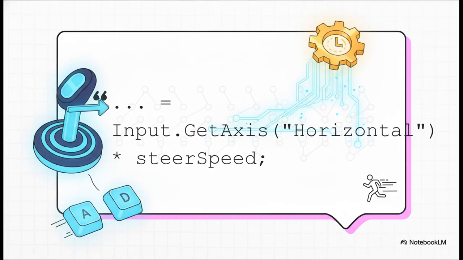Okay, take a look at the screen. This code should look pretty familiar to a lot of you. We're calling Input.GetAxis("Horizontal"), which just gives us a value between -1 and 1 if the player is hitting A and D or using a joystick. Then we multiply it by a variable we made called steerSpeed. And this whole thing happens every single frame, which, as we now know, is the source of all our problems.